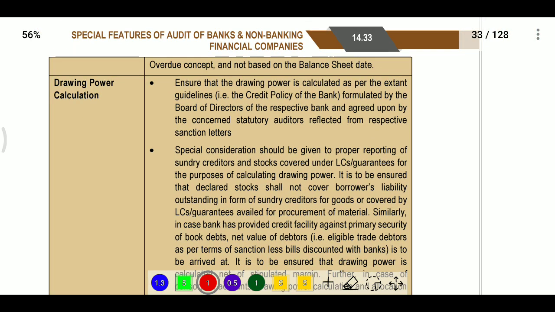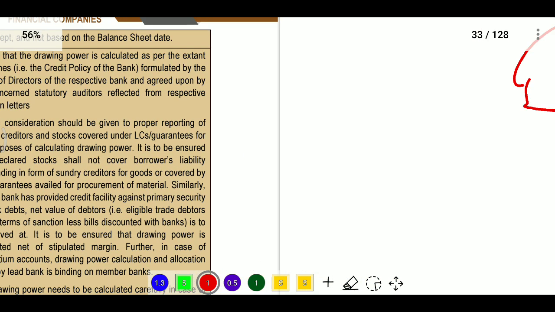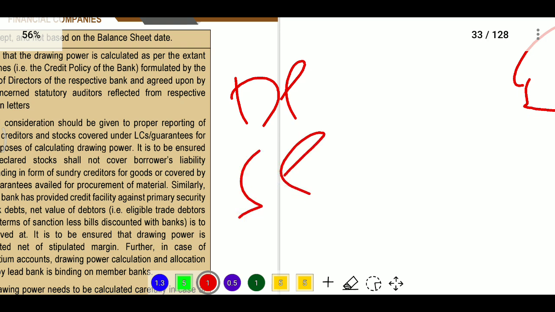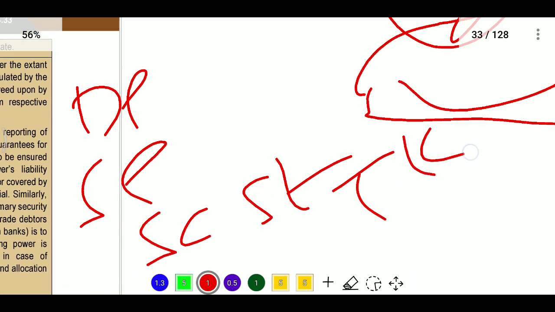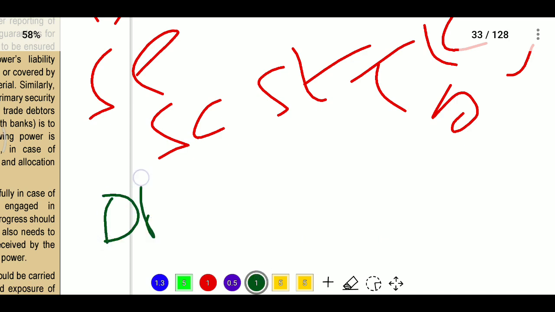Now, drawing power calculations, DP calculations. Here we need to ensure that DP is as per guidelines formulated by the board. We need to check the guidelines formulated by the BOD. Special consideration should be given to proper reporting of sundry creditors, and stocks covered under ECLGS and guarantees, for calculating the DP. Next, DP needs to be calculated carefully in case of working capital. We need to check whether the calculation is correct or not.